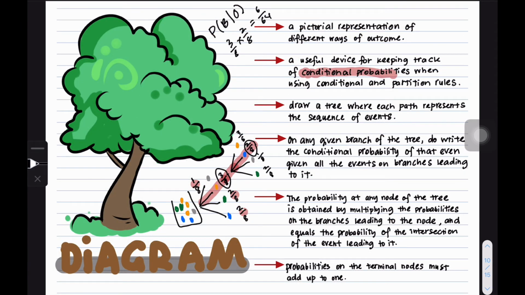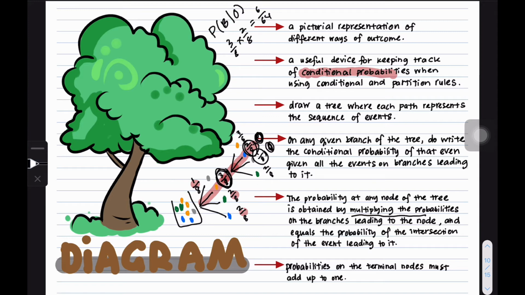The probability at any nodes of the tree is obtained by multiplying the probability of the branch leading to the node. Maksudnya kalau kita nak probability dekat sini, macam mana kita nak buat? Yang ini darab dengan ini. Kalau kita nak dapat probability dekat sini, macam mana kita nak buat? This one darab dengan this one. Kita tengok mana leading node dia.